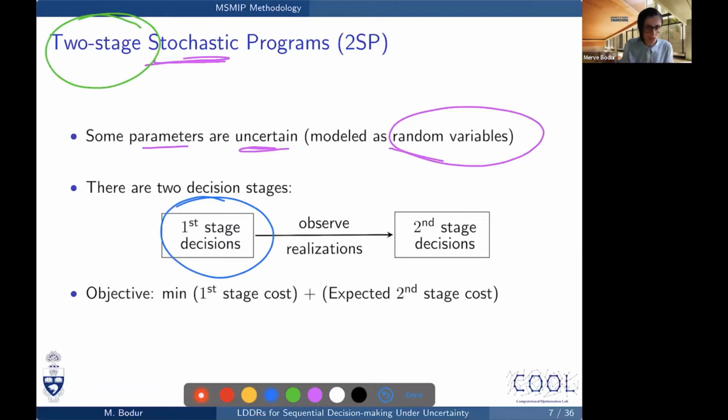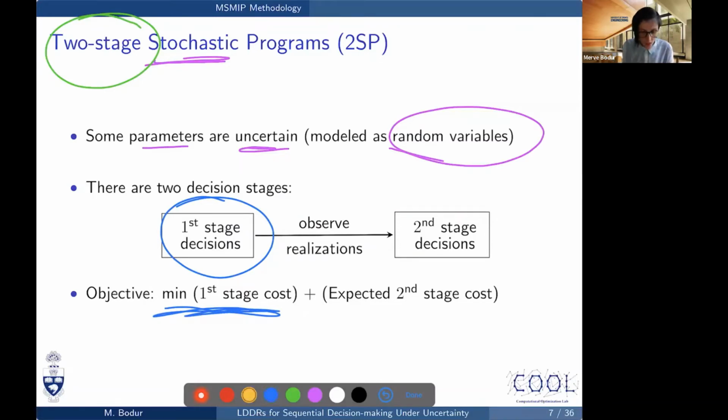For instance, if you are trying to make a production plan, then our random variables will be, let's say, demands of the products, and we will need to make our production plan and fix it before having observed the actual demand realizations. And in that regard, whatever production plan you set in the first stage, you will incur a first stage immediate cost.